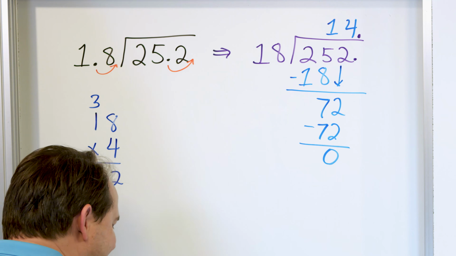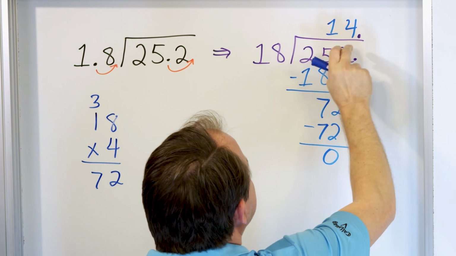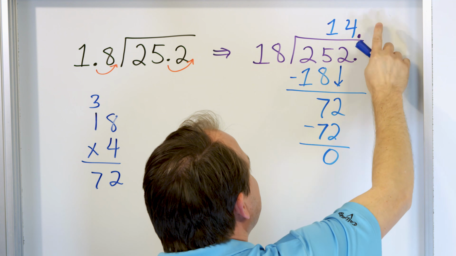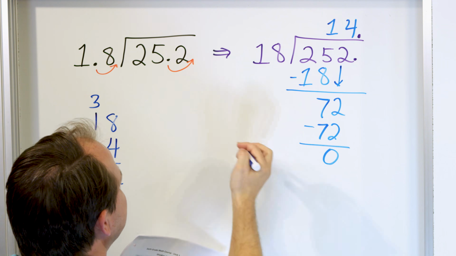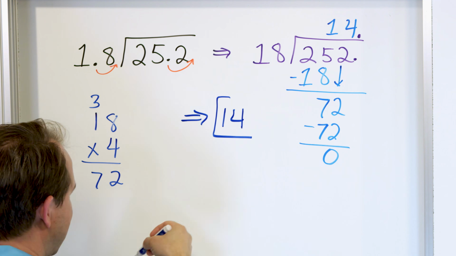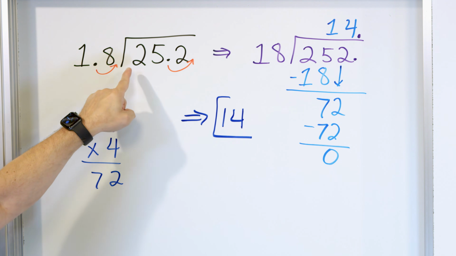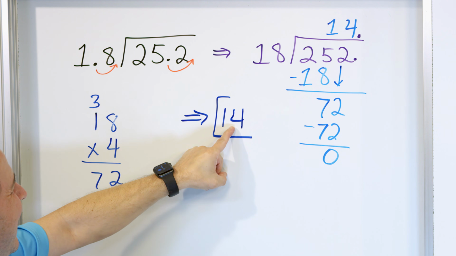All right, now, what do we learn from this? We've basically figured out that when you take 252 and divide it by 18, you get 14, and there's a decimal, and there's nothing here, which means 14.0. So you can kind of ignore the decimal and just say that the answer is 14. So for this particular problem, if you grab a calculator and take 25.2 and divide it by 1.8, you're going to get an exact answer of 14.